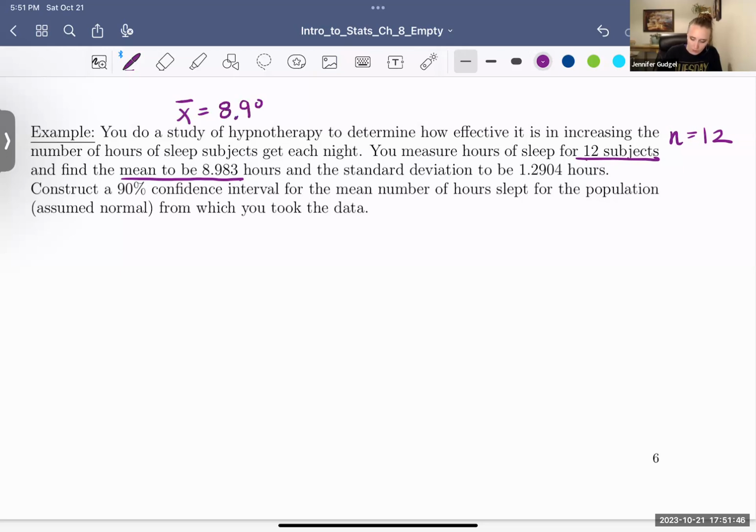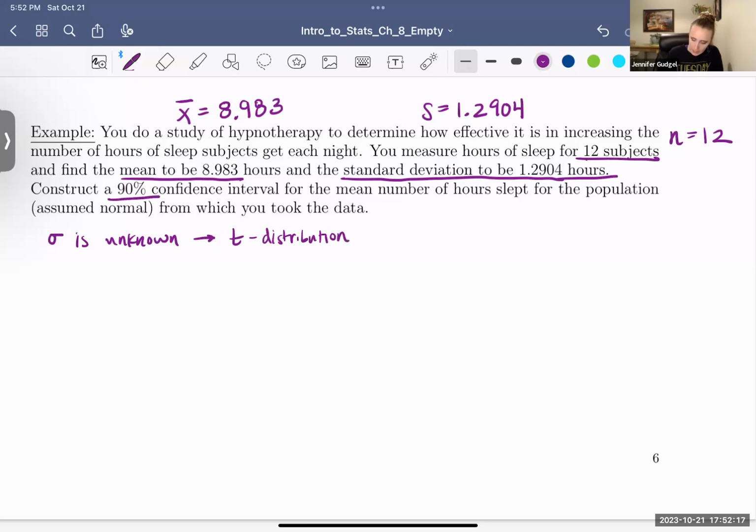It follows, we said, hey, we took 12 subjects. This was the mean we got. This was the standard deviation we got. So that's not going to be sigma. That's going to be S. Sigma is unknown. So we need a T distribution or a T-score.